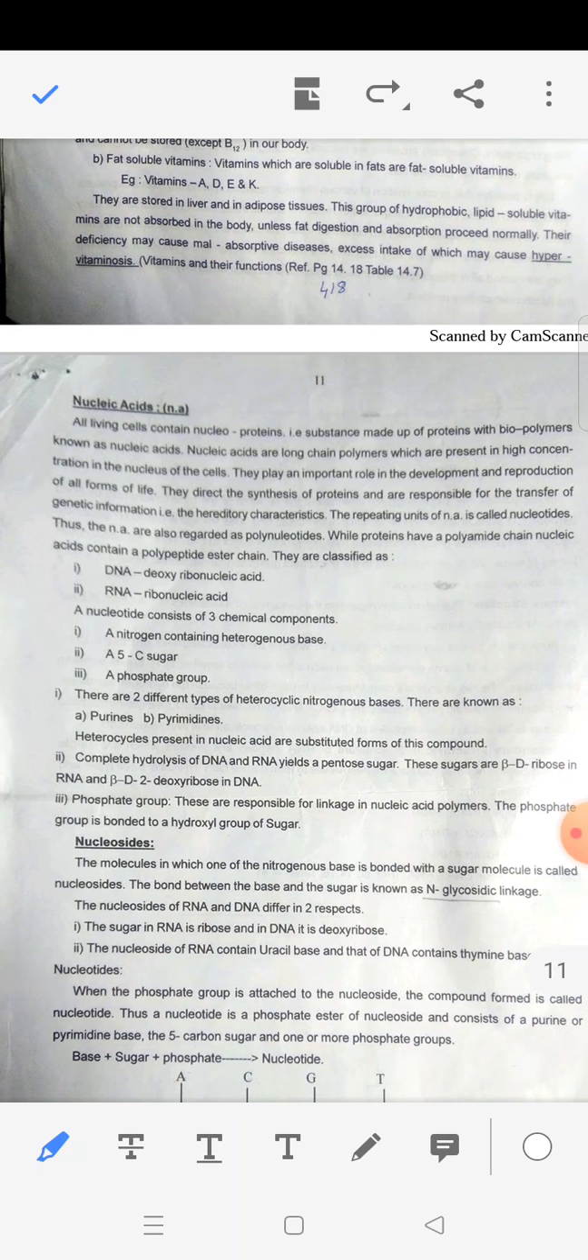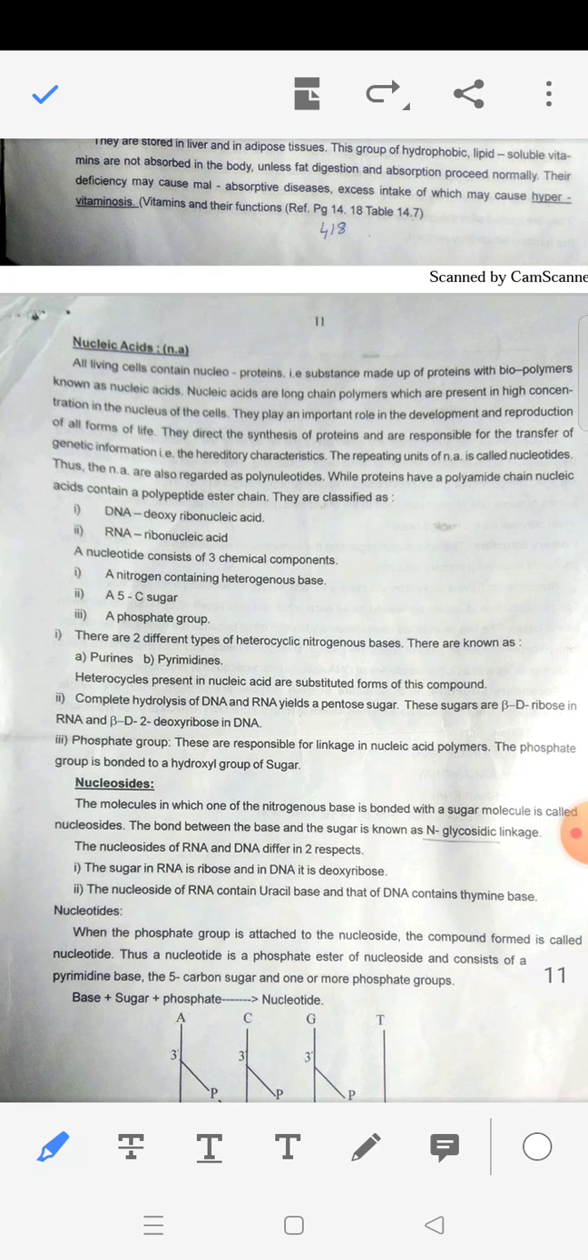The last topic of this chapter is nucleic acids. You know there are two types of nucleic acid in our body: one is RNA, another is DNA. Now, what are these nucleic acids chemically? Nucleic acids are also polymers. They are polymers of nucleotides.